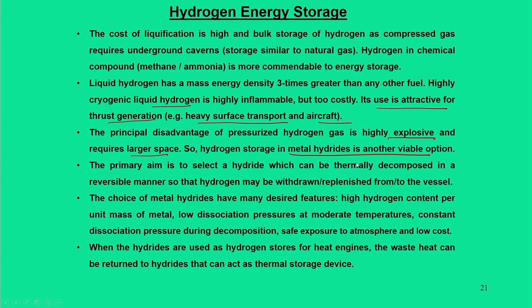So, how do these metal hydrides work? The primary aim is to select a hydride which can be thermally decomposed in a reversible manner, so that hydrogen may be withdrawn or entered into the system. The choice of metal hydrides has many desired features because they have high hydrogen content per unit mass of the metal, low dissociation pressures at moderate temperatures, constant dissociation pressure during decomposition, safe exposure to atmosphere and low cost.